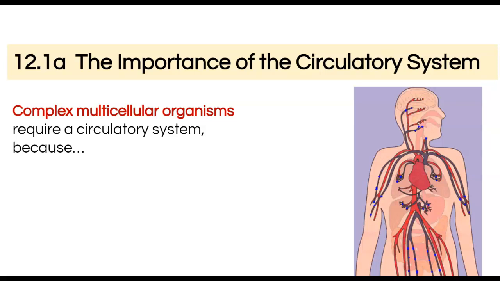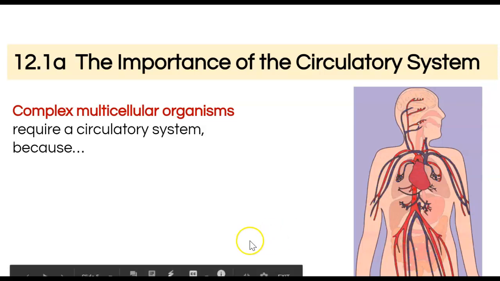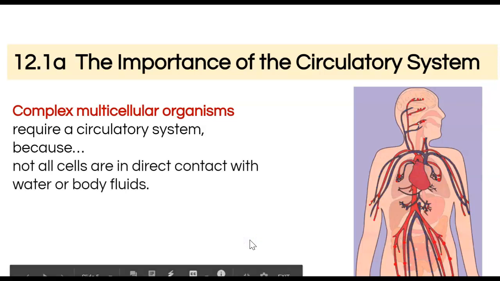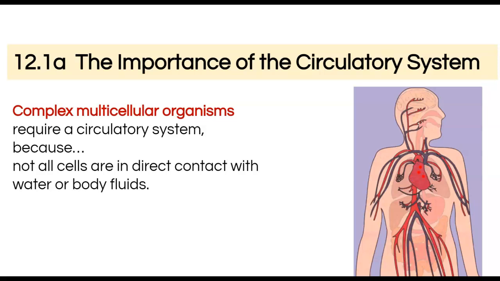You might be thinking, well, why? I mean, I know that we need one, but why? Why is it that we can't exist like our sponge and simply get what we need from the external environment through basic diffusion? And I'm hoping what comes to mind is that not all of the cells in our body are going to be in direct contact with the external environment.